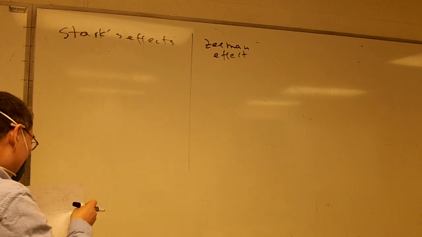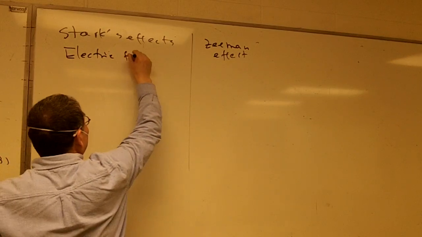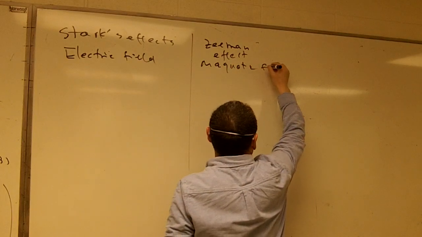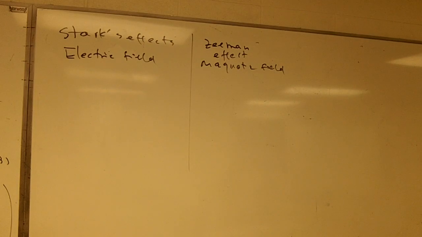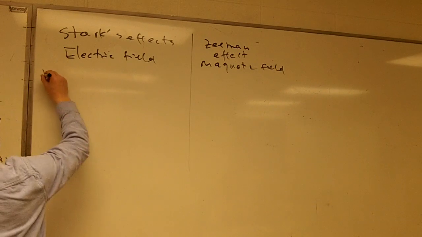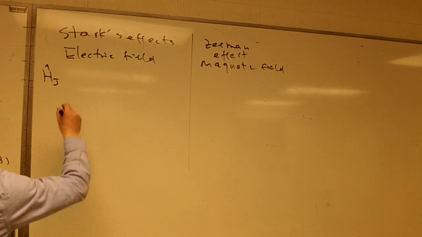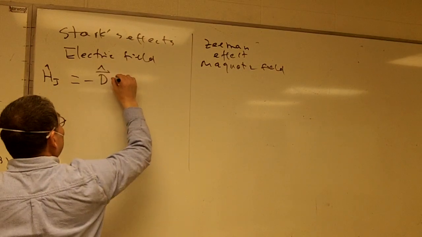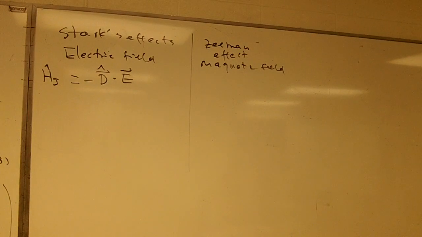But what the Stark effect does is that here you use an electric field, and here you use the magnetic field. It's very easy to learn these together. The interaction Hamiltonian for the Stark effect is the following: just the dipole moment operator times the electric field E. Folks, this is the electric field.